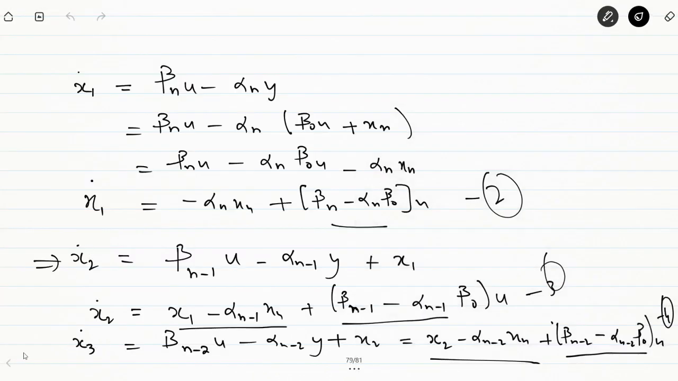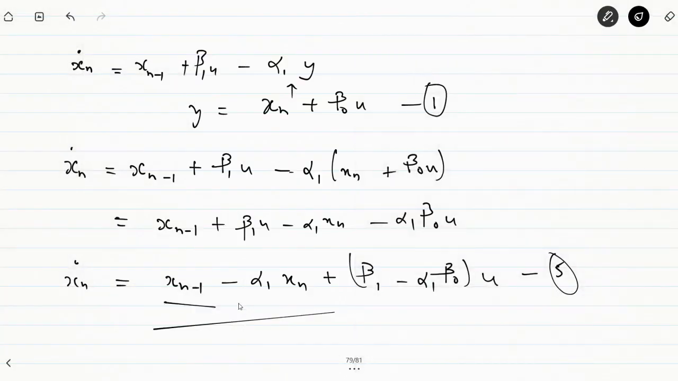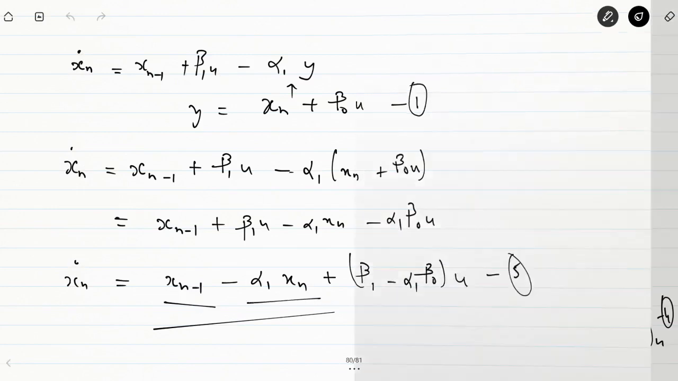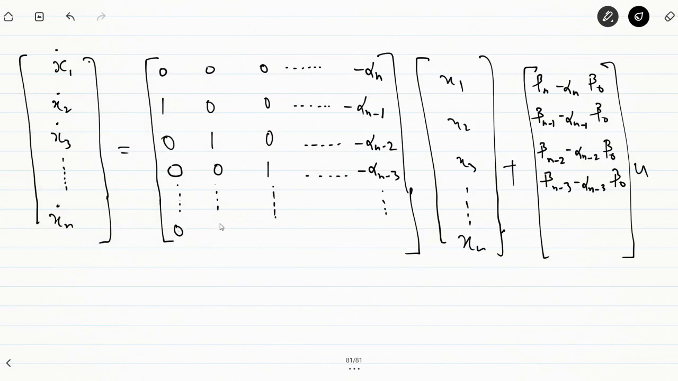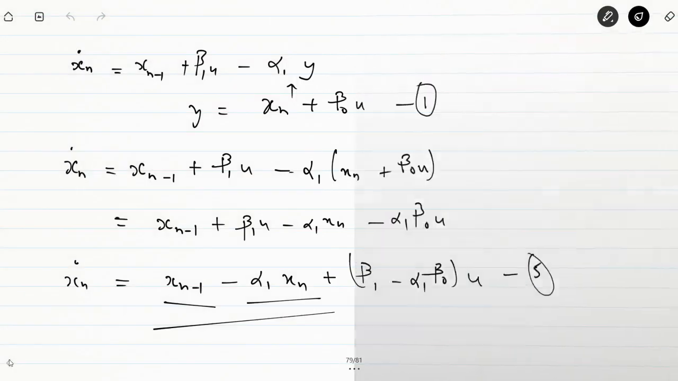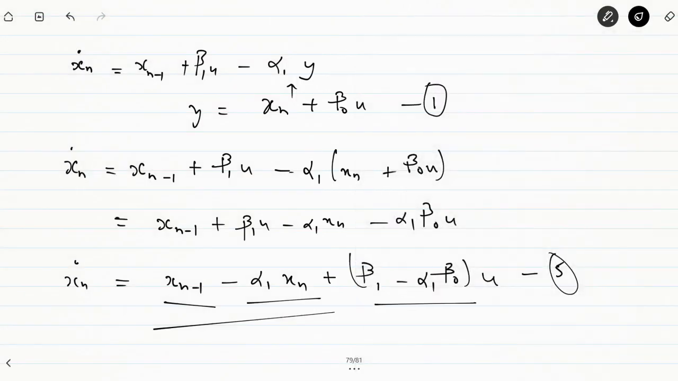xn dot is xn minus 1 minus alpha 1 xn, that means this will be 0 times x1, 0 times x2, 0 times x3 and so on up to 1. Like, the first element will be 1 xn minus 1 minus alpha 1 times xn. Okay, plus from here, this will be beta 1 minus beta naught alpha 1 beta naught.